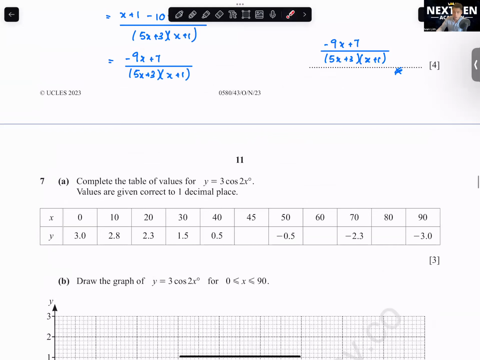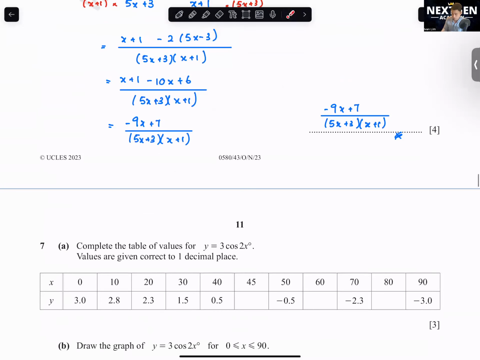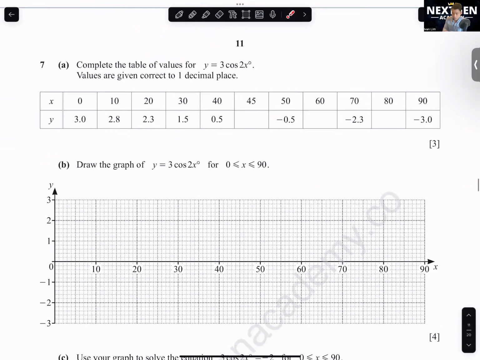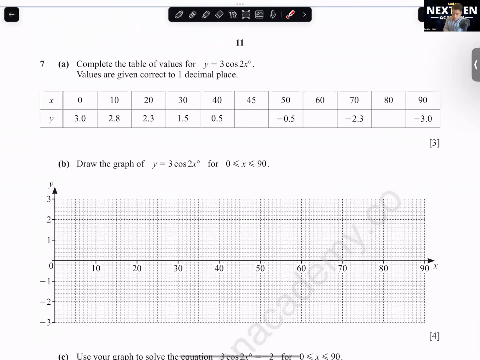We are going to continue on the second part of this paper, O-level 2023, Paper 4.3, from question 7 to 11. Question 7a: complete the table of values for y equals 3 cos 2x. Values are given correct to one decimal place. What do we need to do?